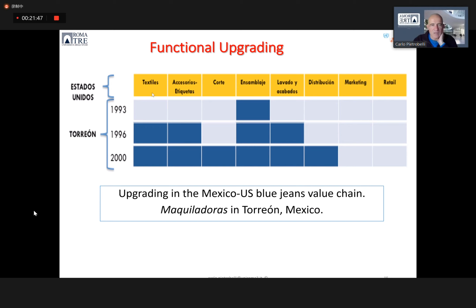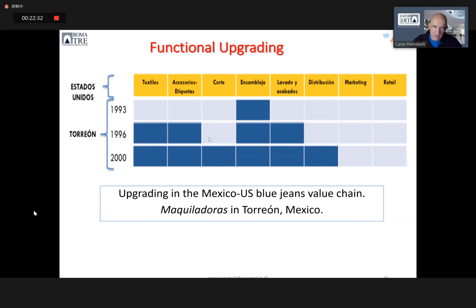And then you see a sequence of activities, the value chain, that was being made of a number of different activities, from textiles to producing accessories and etiquettes, or the cutting or the assembling or the washing and finishing or the distribution, marketing and retail. And you may think that each of these yellow cells could be made by different firms. So in each cell there would be at least one firm, and 2, 4, 8 firms would make the value chain.